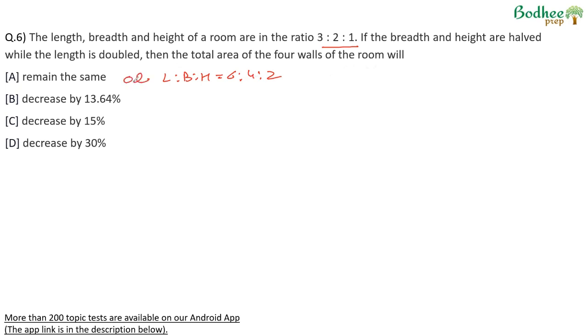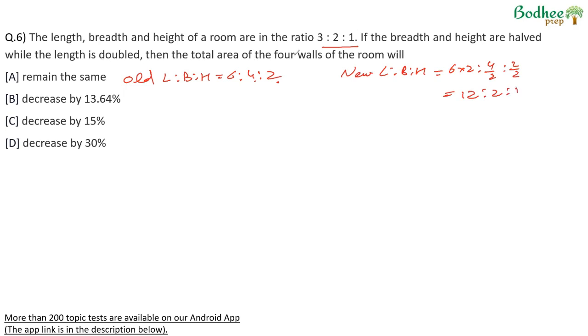This is the old length, breadth, height. The new length, breadth, height: breadth and height are halved, the length is doubled. So I multiply 6 by 2 is 12, breadth becomes 4 by 2 is 2, height becomes 2 by 2 is 1. So the new numbers are in the ratio 12:2:1.